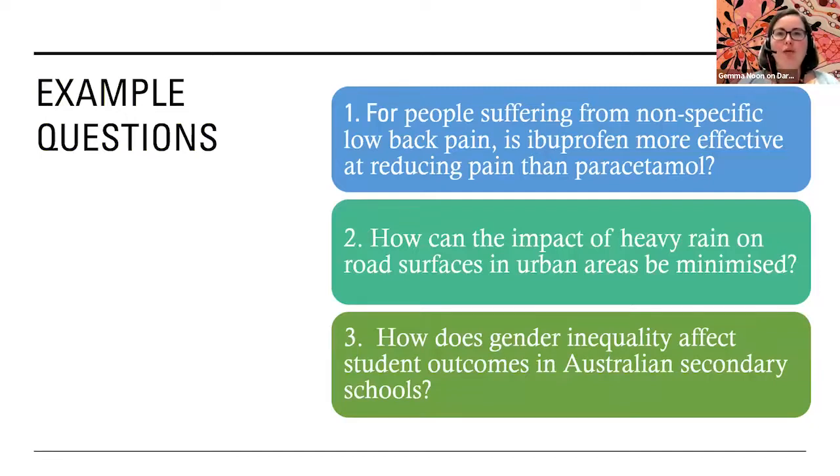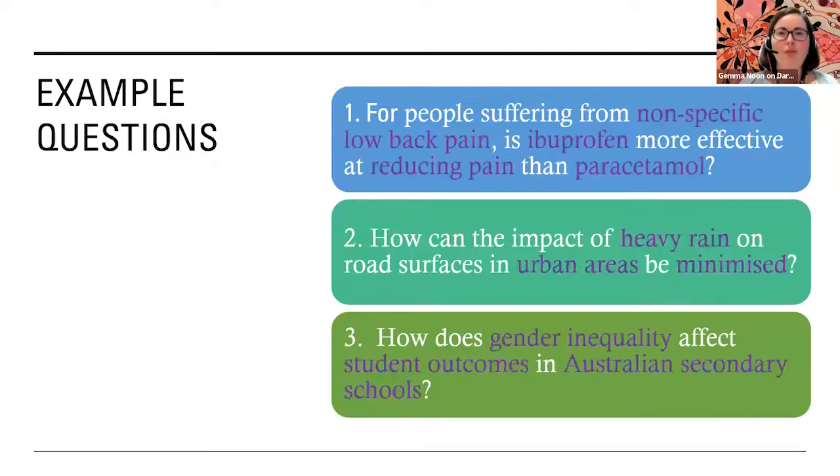So we have, for people suffering from non-specific low back pain, is ibuprofen more effective at reducing pain than paracetamol? How can the impact of heavy rain on road surfaces in urban areas be minimised? And our third question that we're already familiar with, how does gender inequality affect student outcomes in Australian secondary schools? If we have a look at that in a little bit more detail, you can start to recognise those content type words that tell you what kinds of keywords you might want to actually search in the library catalogue.